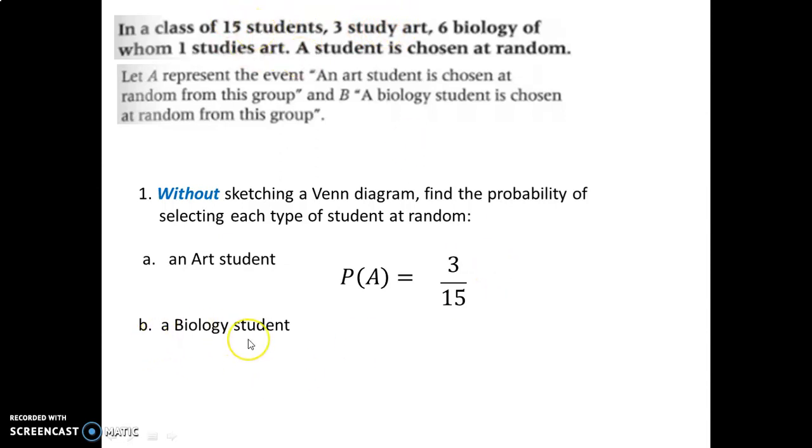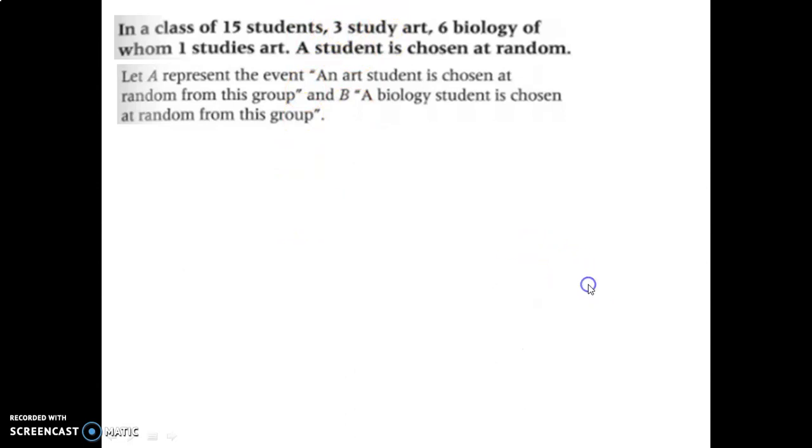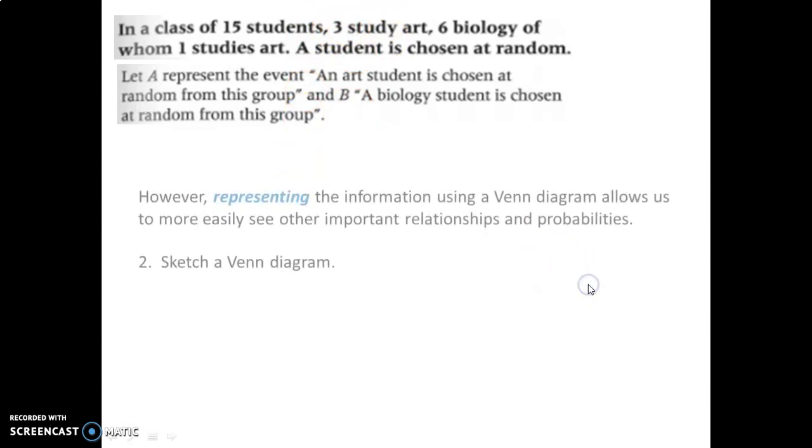So what's the probability of selecting a biology student? Oh, by the way, that one reduced to 1/5. Probability of selecting a biology student is 6 out of 15 because there are 6 biology students, and that reduces to 2/5. So hopefully those were easy. The numbers were right there given to you. And the Venn diagram was not really necessary. However, a Venn diagram can help.